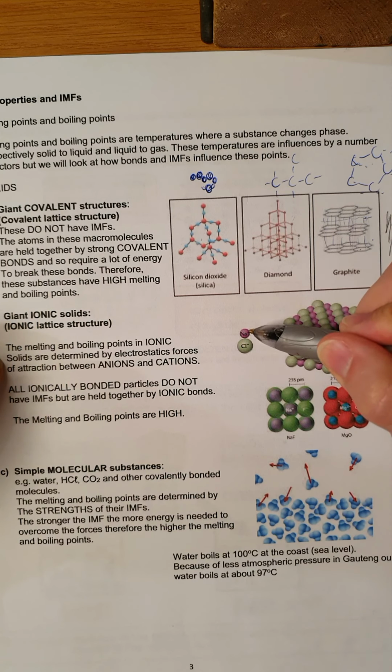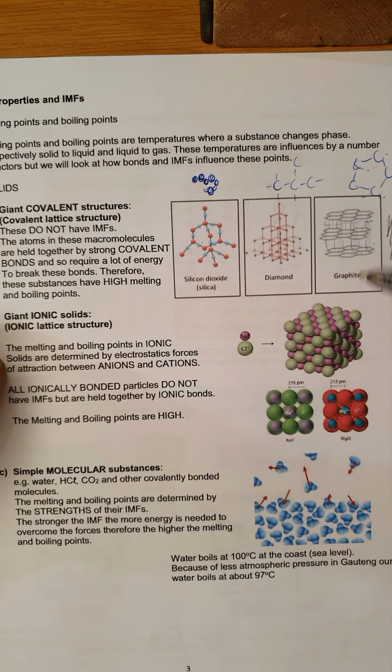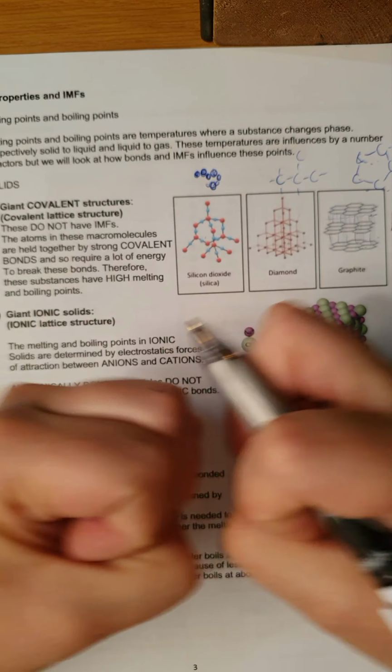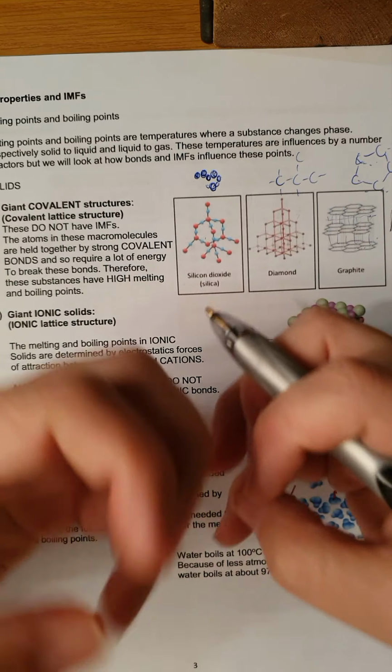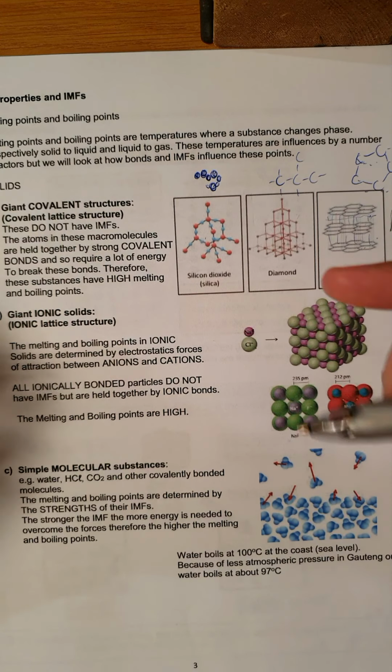So remember, we've got a positive sodium here and a negative chlorine. Here I've got a fluorine that's negative and a positive sodium. Here I've got a negative oxygen and a positive magnesium. These are all ionically bonded substances, and it depends on how strongly they are attracted to each other. The boiling points and melting points would depend on that.